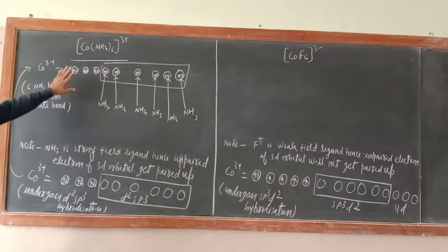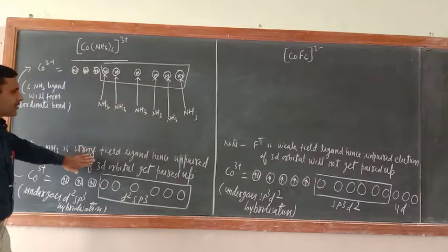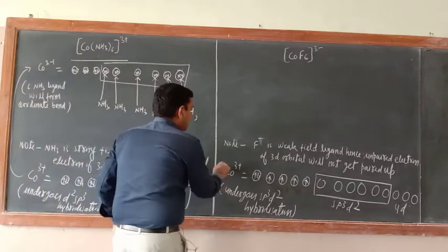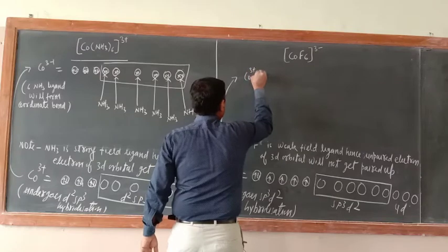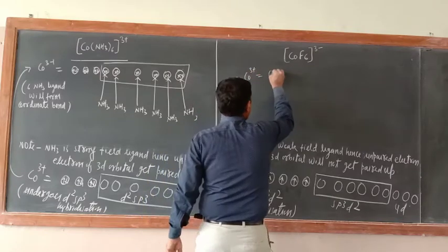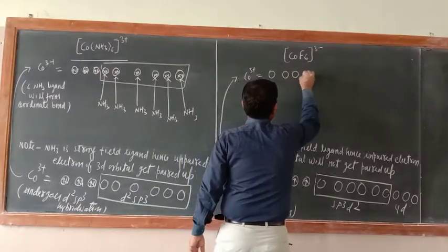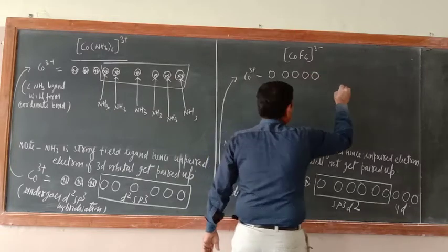Now the complex is for this complex. The remaining thing I will write later on. The same thing you should do here also. So here what is there? Cobalt 3 positive. Here what is there? 1, 2, 3, 4, 5. Here what is there?